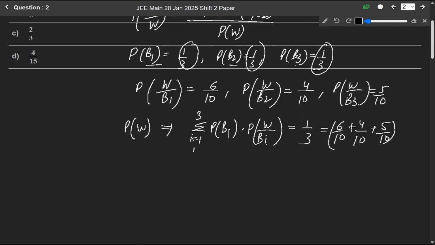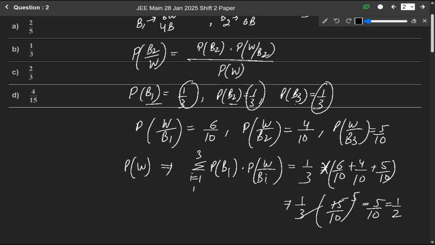Okay. So when we solve it, we get 1 over 3 times (6 plus 4, 10, plus 5) 15 over 10. So 3 fives are 15, which means 5 over 10, so it will be 1 over 2.